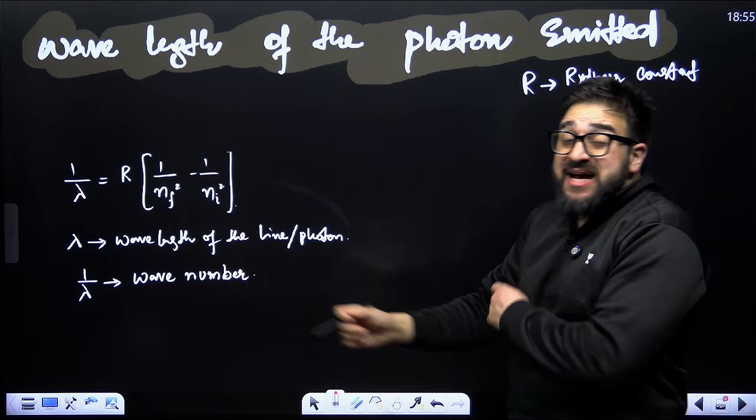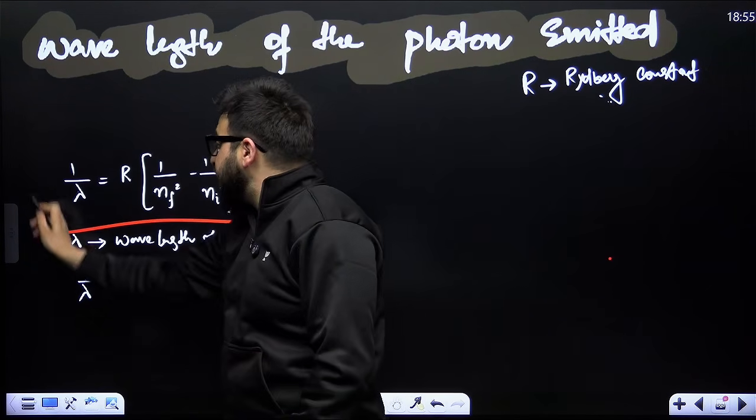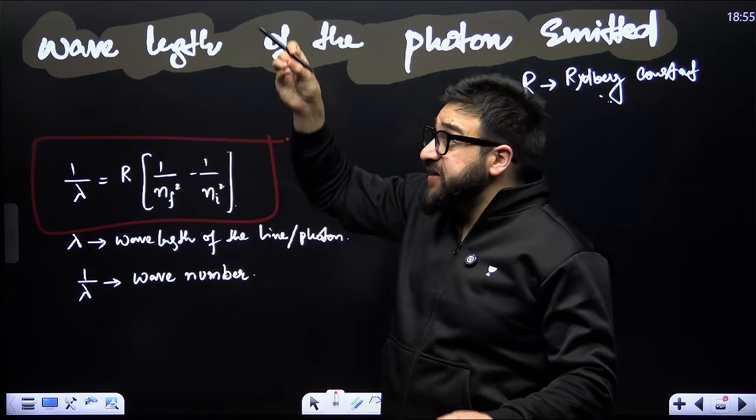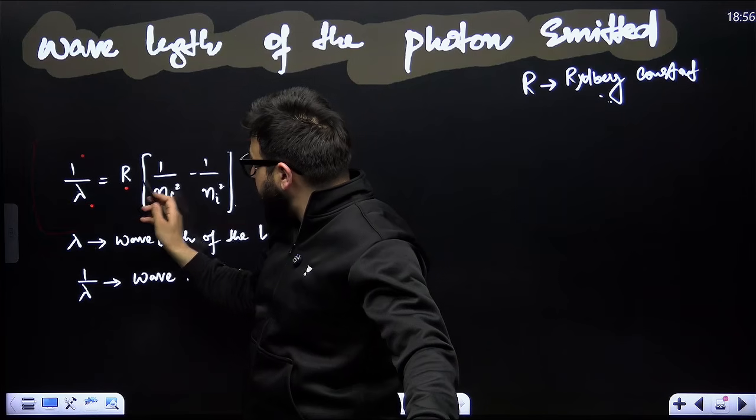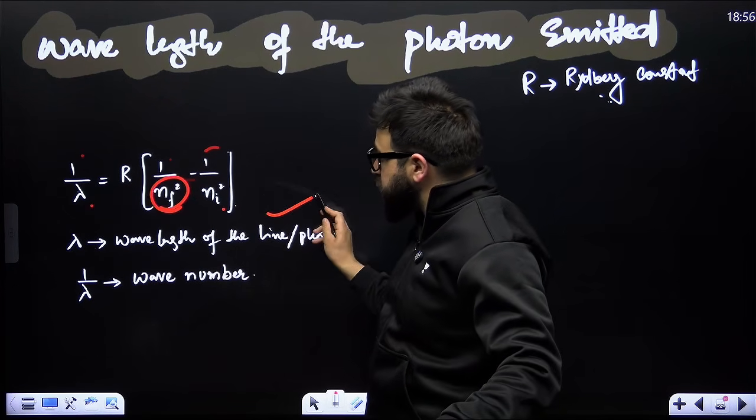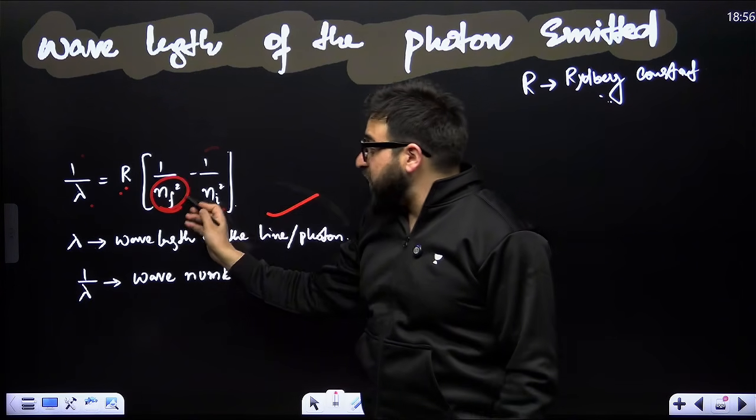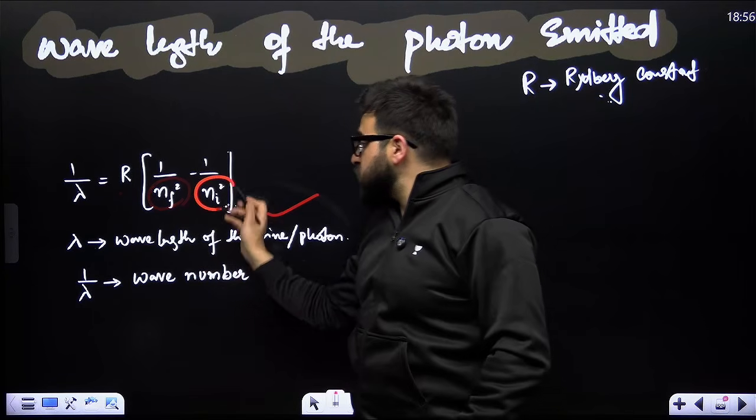Now, if somebody asks how much wavelength a line has, this is the wavelength of the line when an electron moves from a higher orbit to a lower orbit: 1 by lambda equals R into (1 by n final square minus 1 by n initial square). R is what we call the Rydberg constant. n final is the final orbit in which it is landing, and n initial is the initial orbit.